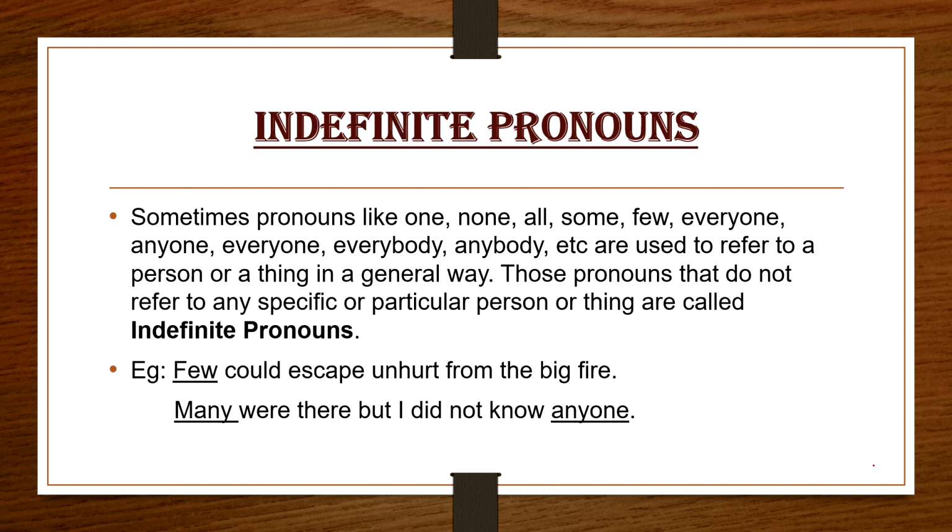Moving on, indefinite pronouns. Sometimes pronouns like one, none, all, some, few, everyone, anyone, everybody, anybody, etc. are used to refer to a person or a thing in a general way. Those pronouns that do not refer to any specific or particular person or thing are called indefinite pronouns. For example, few could escape unhurt from the big fire. Many were there, but I did not know anyone.